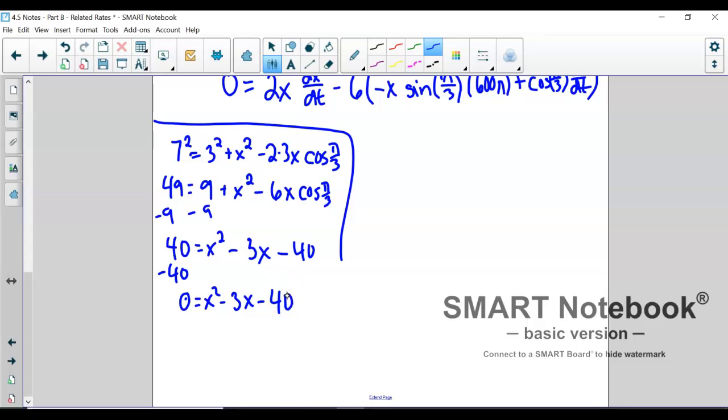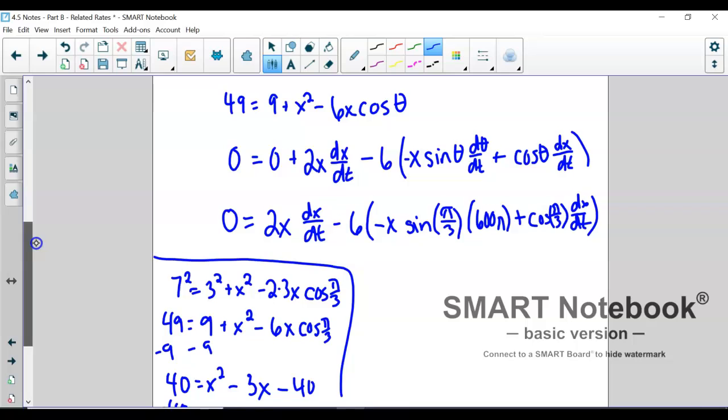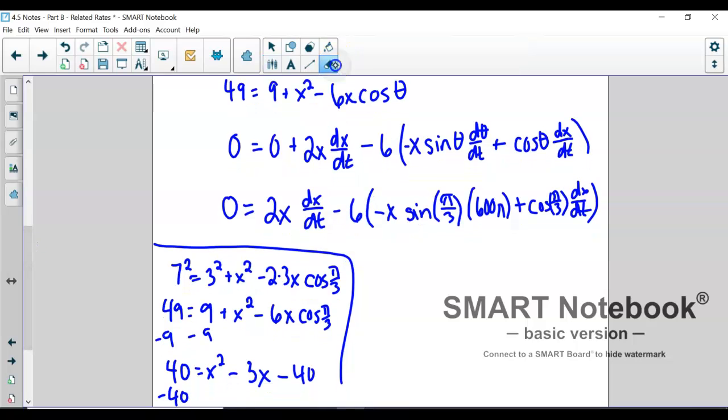And let's see. Yeah, this will factor. In the real world, this would probably never factor, and you'd have to use quadratic formula, but you could do a minus 8 and a plus 5. So you end up with x equals 8 and x equals negative 5. Because we're dealing with length here, we don't want to use that negative 5. We're going to use 8 instead. So, finally, let's go back up here, and for all of our x's, let's take those out, and let's put in that 8 that we just found.